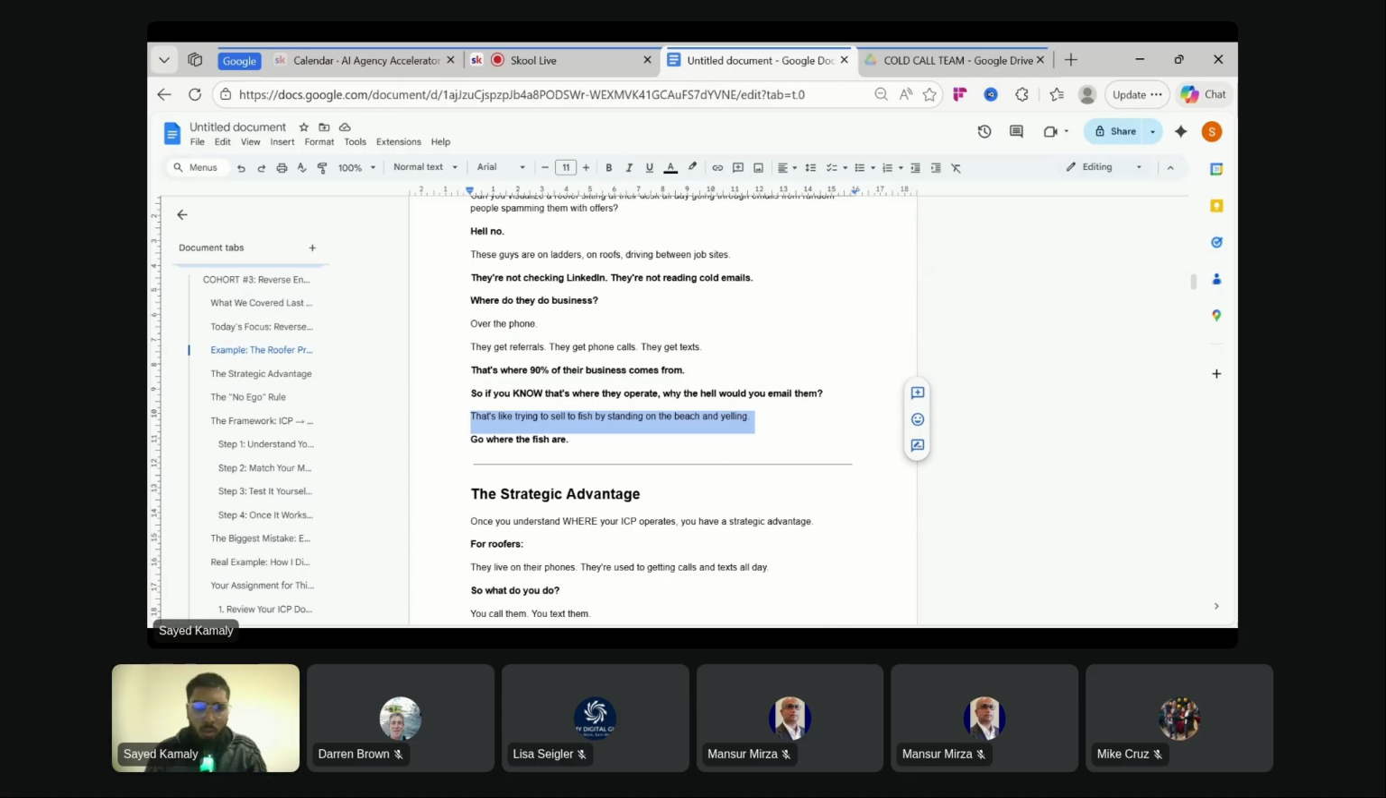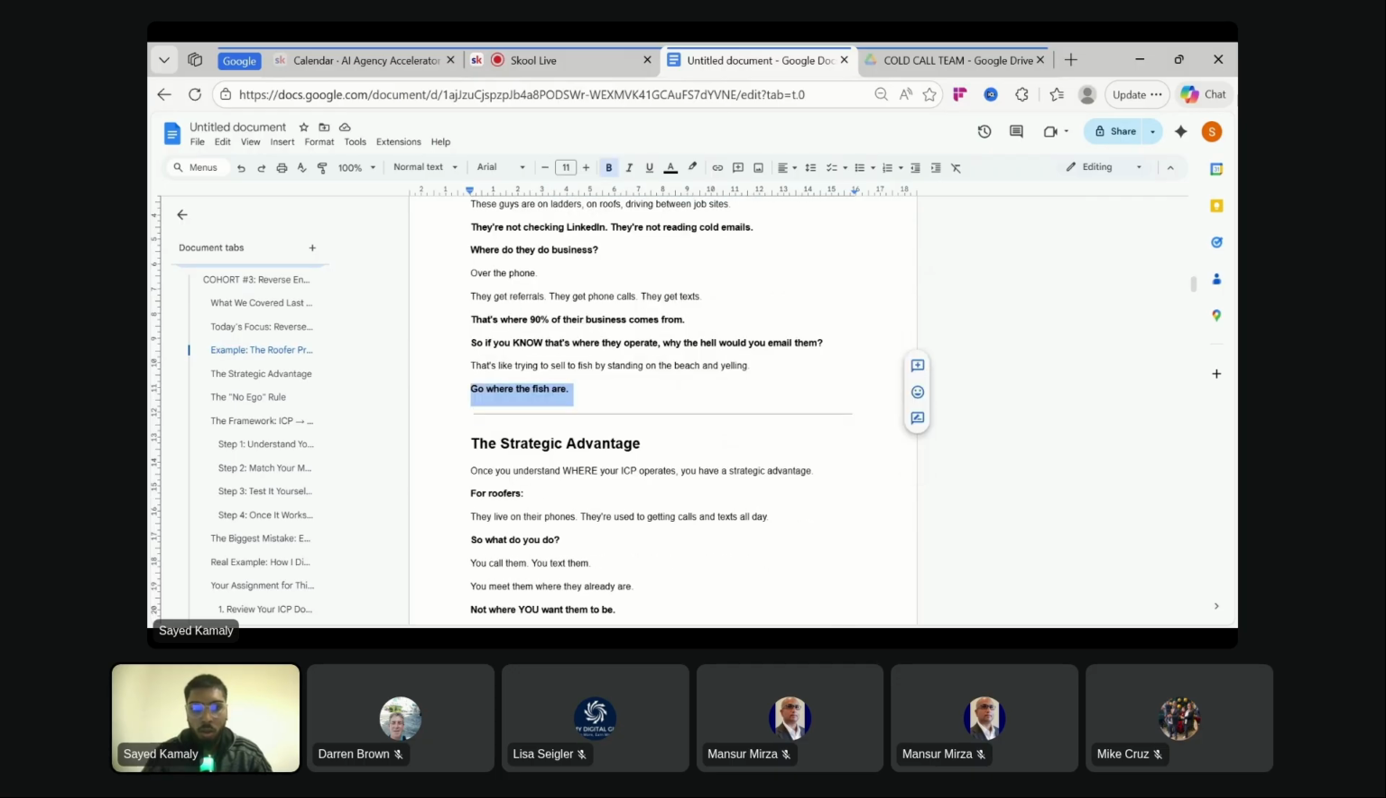Now, if you have an automation set up just for the sake of it, just because it's a cool thing to do, it's an attractive thing to do, and you don't really have to do any work and it just does it all for you, that's just an excuse. It's just an excuse to avoid the work that you should be doing. Go to where the fish are.